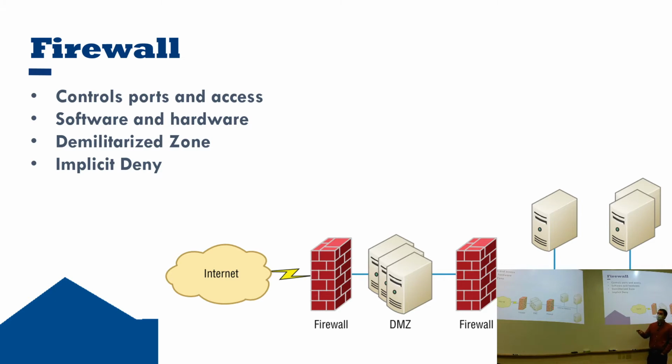But basically, like I say, the public can get into part of it. Maybe you have a public-facing website, and maybe you have private resources. So your internal network is going to be protected by a different set of rules, or possibly a different firewall. Does that make sense? Any questions?